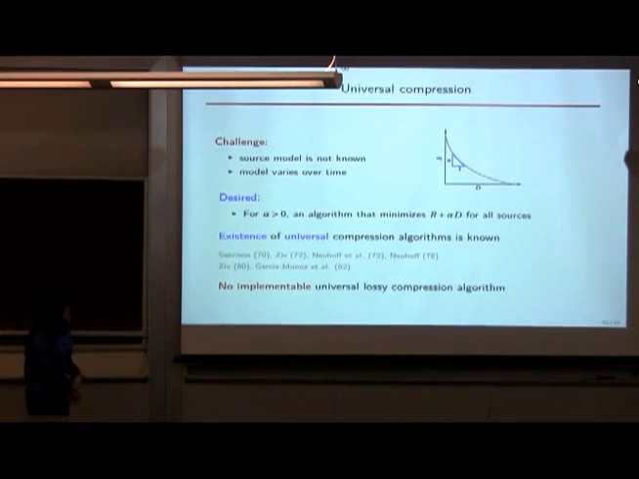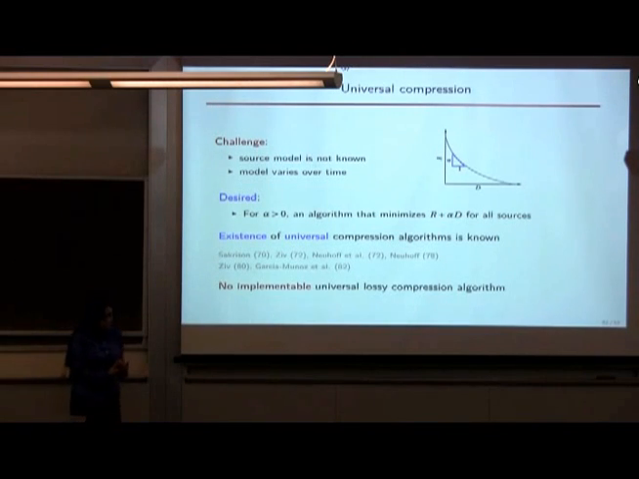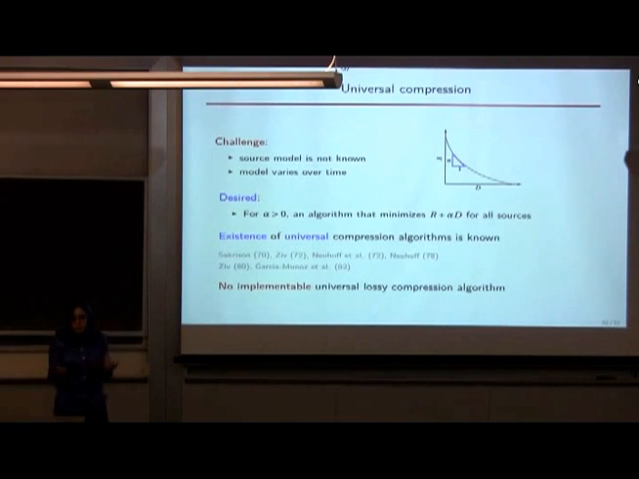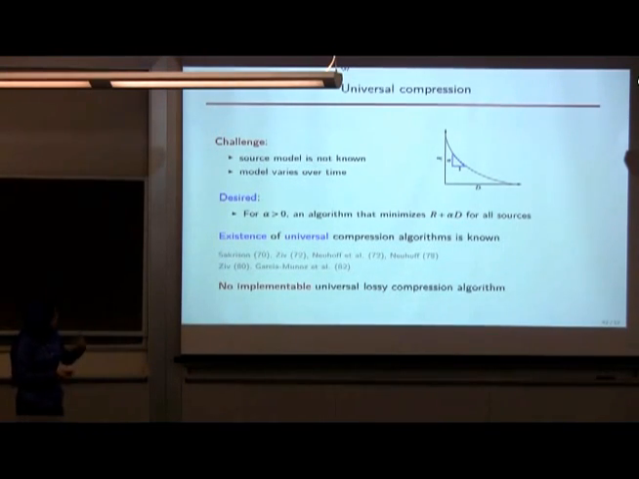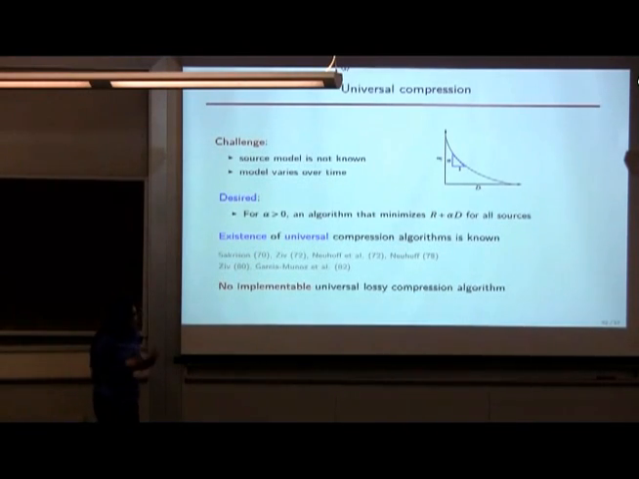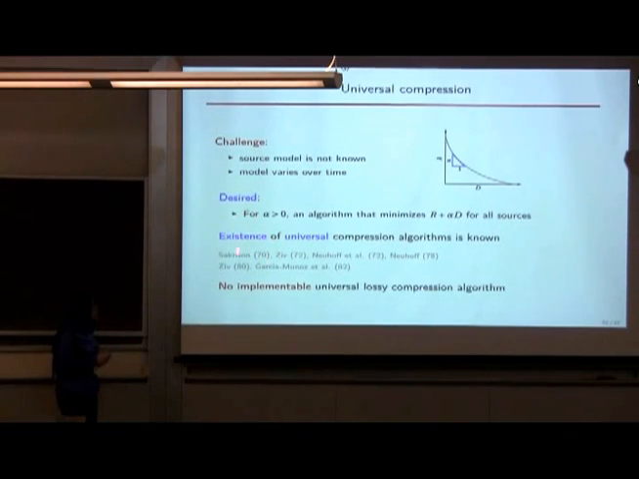So as I mentioned, the source model is not known in practice. In many situations, we don't know the data generation mechanism. So we don't know the exact model of the source, and the model changes over time. So we have different kinds of data at different times. So what is desired is to have a universal data compression scheme. So what does it mean? We need a family of algorithms that, for alpha positive, minimize R plus alpha D for all sources.